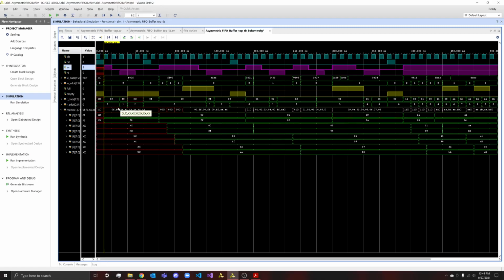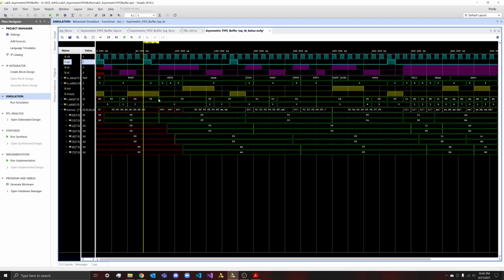Since this is a first word fall through FIFO buffer, we can see here that this 0f is shown once it's immediately written to. Then we decide to read a few values, and since we already have this first word, once we pop that and go to the next value and then pop that, we're going to be at this unknown value at this second memory address. So this is just some garbage value. We decided to reset after that test.